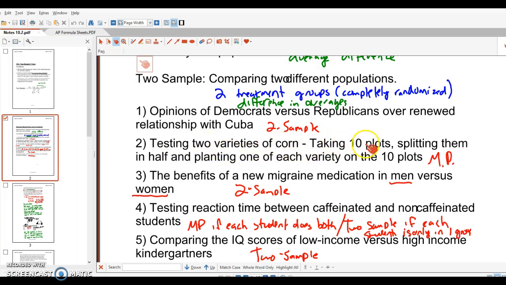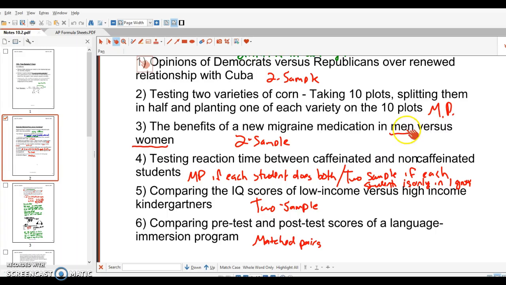Testing two different varieties of corn, where I have 10 plots. The plot is split in half, and then planting one of each variety on all of the plots would be matched pairs. Men versus women on migraine medication or anything would be two sample. Reaction time between caffeinated and non-caffeinated students would be matched pairs if each student does both.